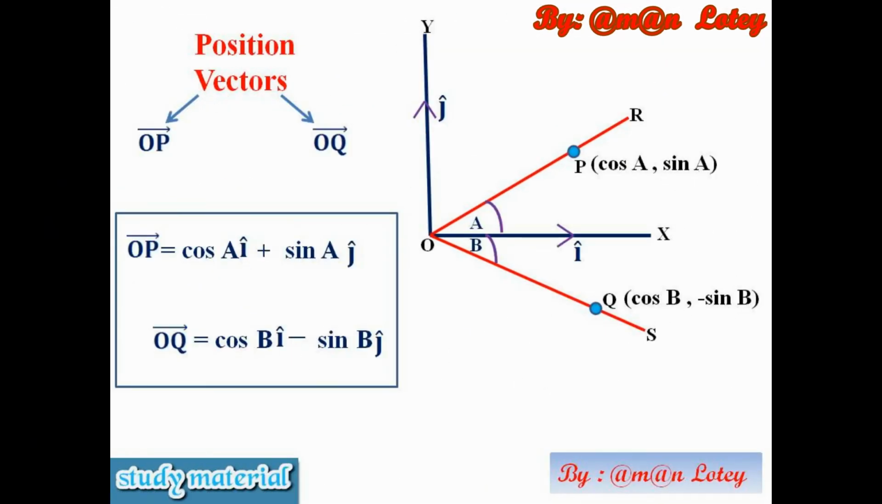Now we know the coordinates of points P and Q. Therefore, the unit vector OP becomes cos A i cap plus sin A j cap. Similarly, the unit vector OQ becomes cos B i cap minus sin B j cap. Here we use i cap and j cap because they act along the coordinate axes.